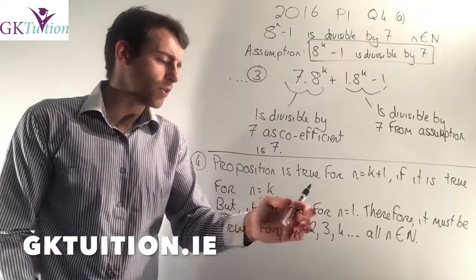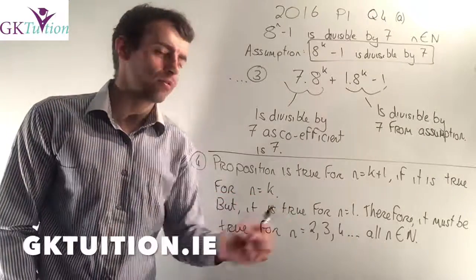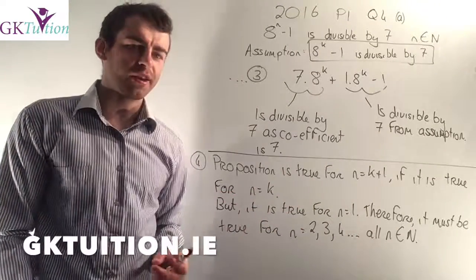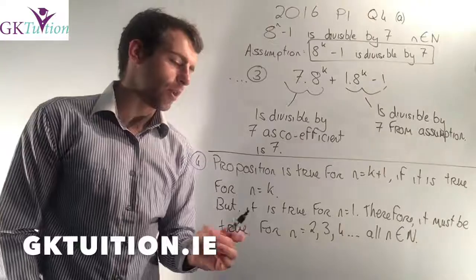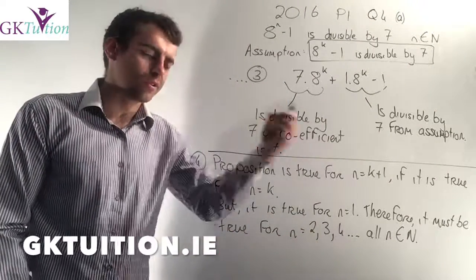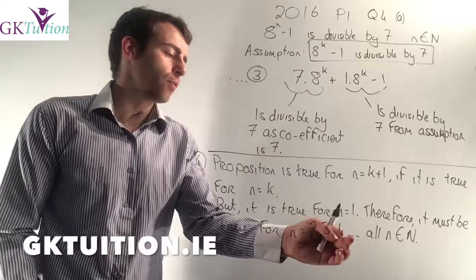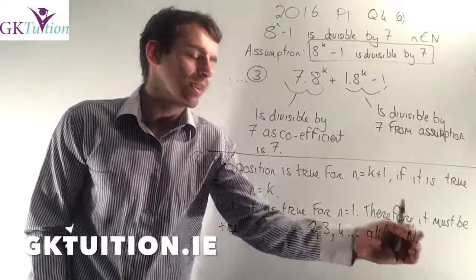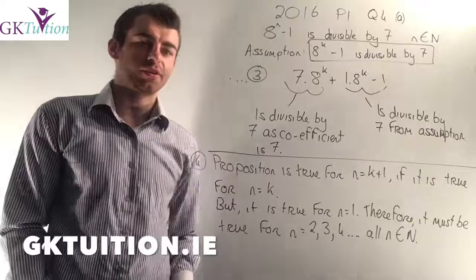However, in the first part of the question I proved that it is true for n equals 1. If it's true for n equals 1, it must be true for n equals 2. It must be true for n equals 3, which means it must be true for n equals 4, and so on. So I'd say 2, 3, 4, ... for all n is an element of the natural numbers, for all the natural numbers.